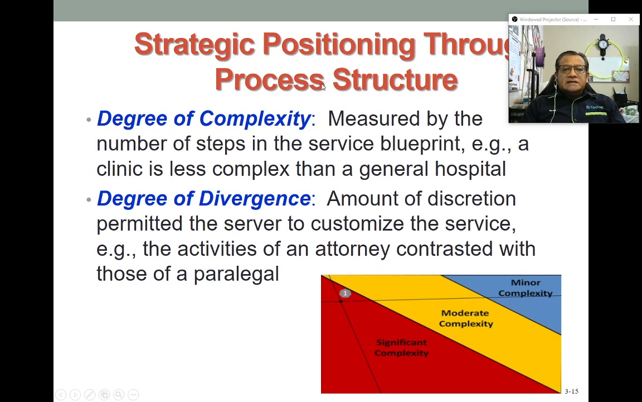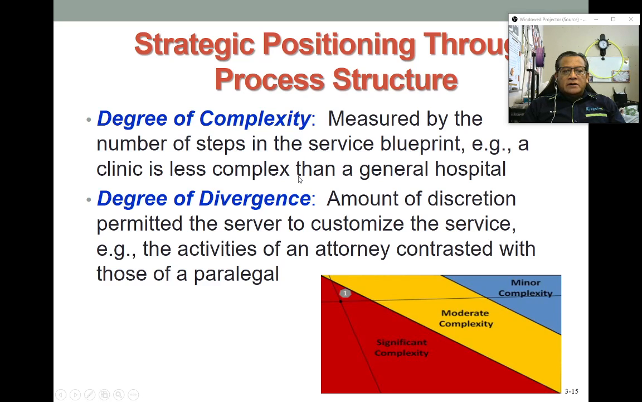In determining the strategic positioning through process structure, the process structure itself has two perspectives: the perspective of complexity and the perspective of the divergence of the service. Taking the previous citation of Amazon, the degree of complexity is measured by the number of steps in the service blueprint, that is, how complex the service is to be delivered.